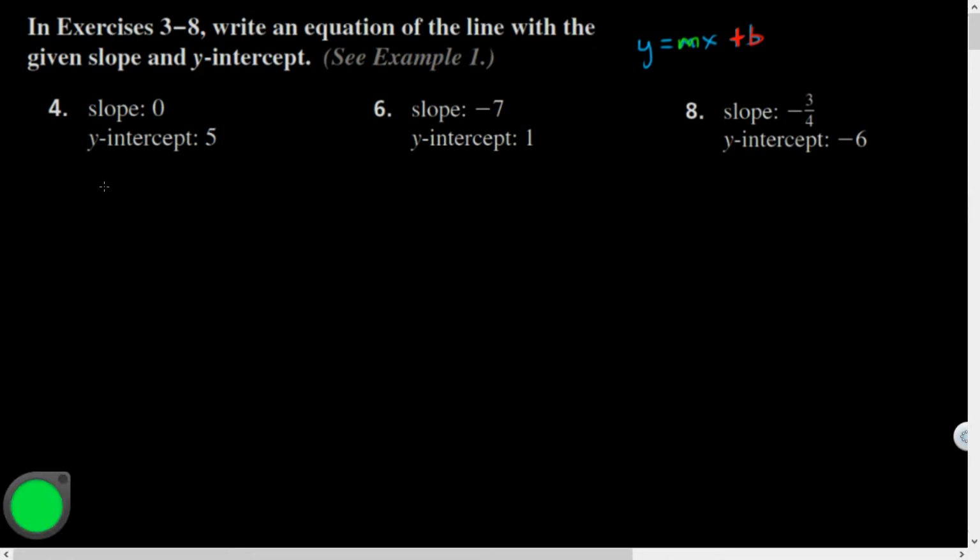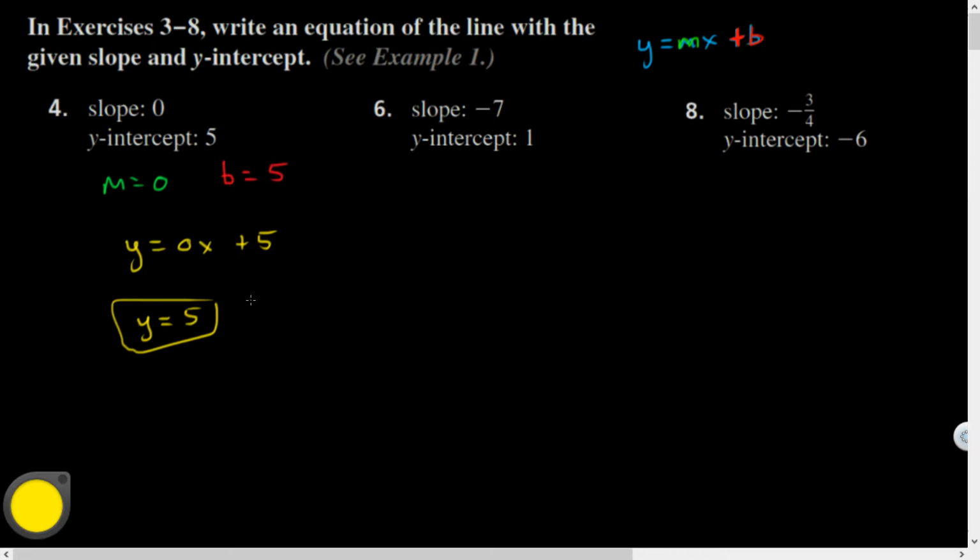So for problem 4, they said the slope was 0, that means m equals 0. They said the y-intercept was 5, that means b equals 5. And if I want to write the equation of the line, there's only one line that will have these facts true about it. I said that the slope and y-intercept are like the DNA of the line. That if I know these two things, there's only one line that will ever look like that, and it's this, y equals 0x plus 5. Another way I could write that, because it's got a slope of 0, is going to be y equals 5. That's a little simpler there for us.